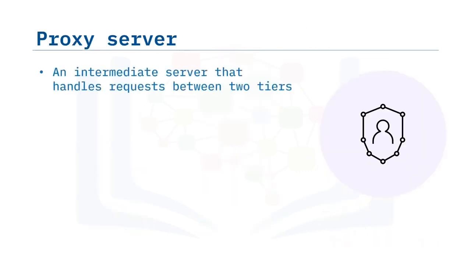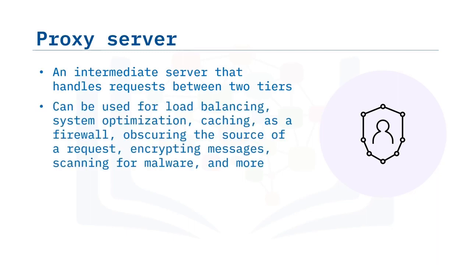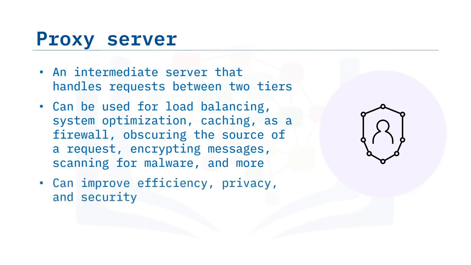Next, a proxy server is an intermediate server that sits in between two tiers and handles requests between those tiers. A proxy server can serve multiple purposes, such as load balancing, system optimization, caching, acting as a firewall, obscuring the source of the request, encryption, scanning for malware, and more. And a proxy server can improve the efficiency, privacy, and security of data flowing through a network.